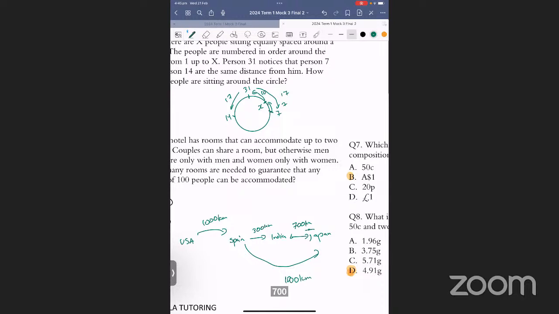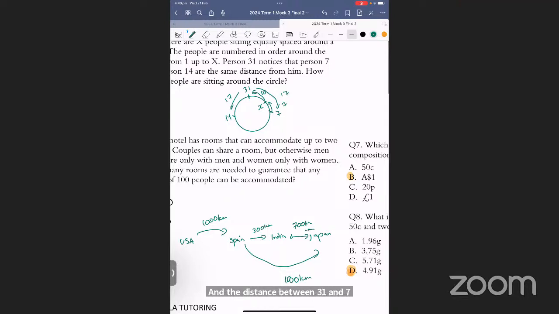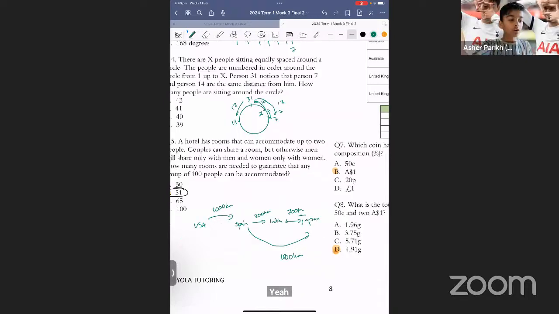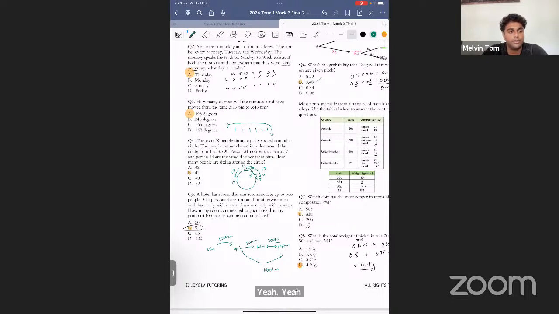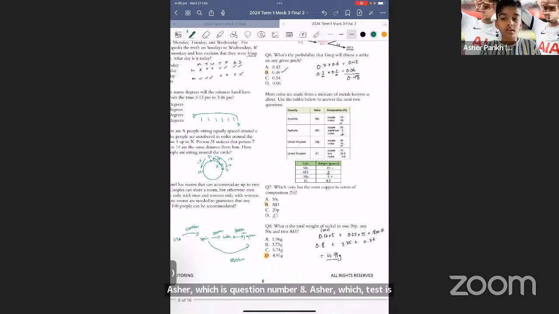All right. Moving on to the next question, which is from Asher, question number 8. Asher, which test is that from? Asher? All right, moving on to the next person then. Dilly Bean. Yeah, did you call my name? Asher, are you here? Yeah. Asher, you said question number 8. Which test is that from? Maths. You wanted to do this question?